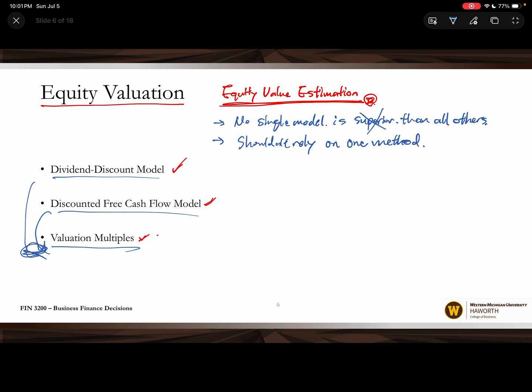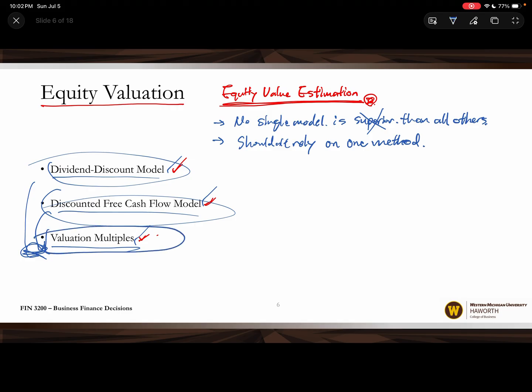Ideally, if you're an analyst trying to estimate the value of an equity, you would use all three models and some other models to get a range of reasonable prices so you can inform the readers. We did the dividend discount model and then the discounted free cash flow model. Lastly, we'll do the valuation using multiples, and this is especially useful when you're trying to estimate the equity value of firms that lack information. Okay, all these things require a lot of information, right?